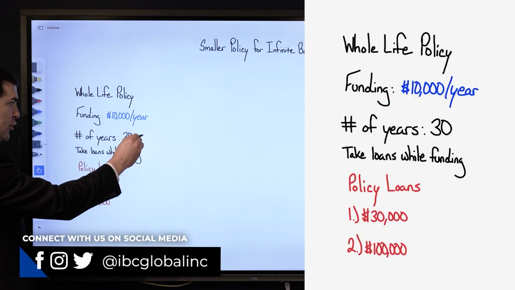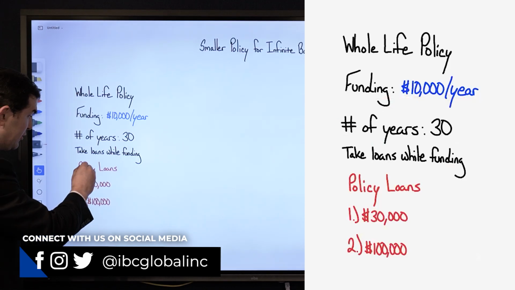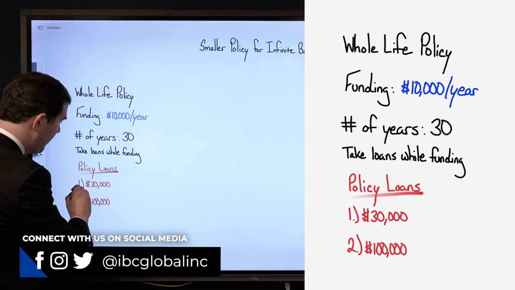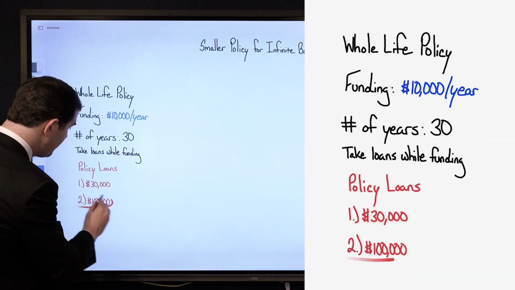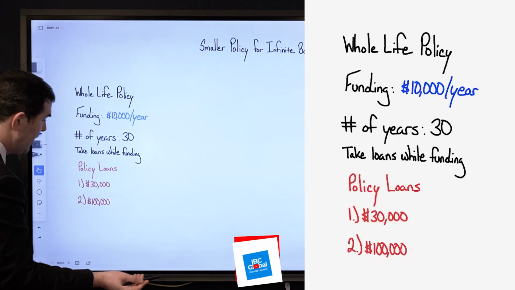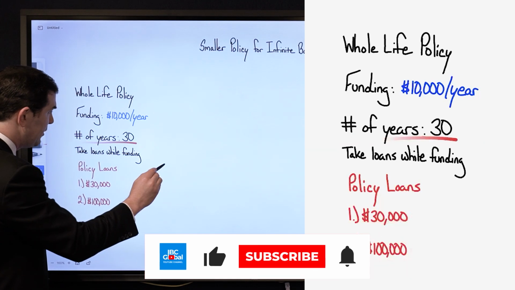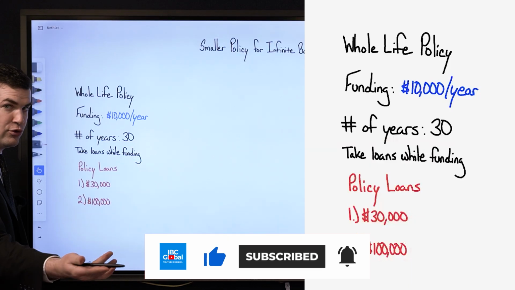They're starting at age 30. They're going to fund until they're 60, and they're going to take a loan of $30,000. That'll be for a car purchase, and then later a $100,000 loan. And during this 30-year period, they'll be repaying those loans.